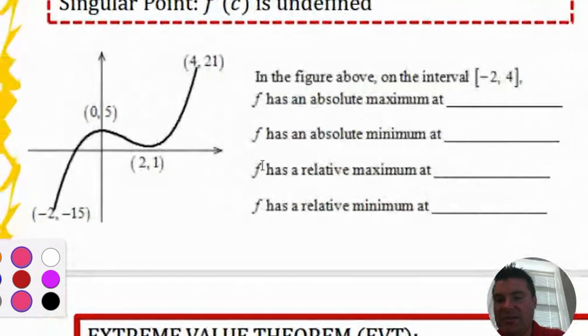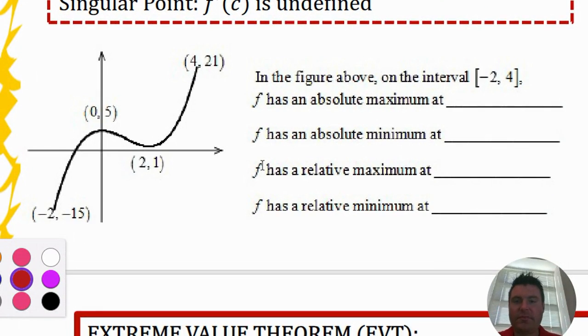Moving on to a picture here, which is going to help us represent maximums and minimums. So you just have this graph here. It's on the domain from -2 to 4. The absolute max is the highest point, which is going to happen at the point (4, 21). The absolute minimum is the lowest point, which is going to occur at the point (-2, -15).